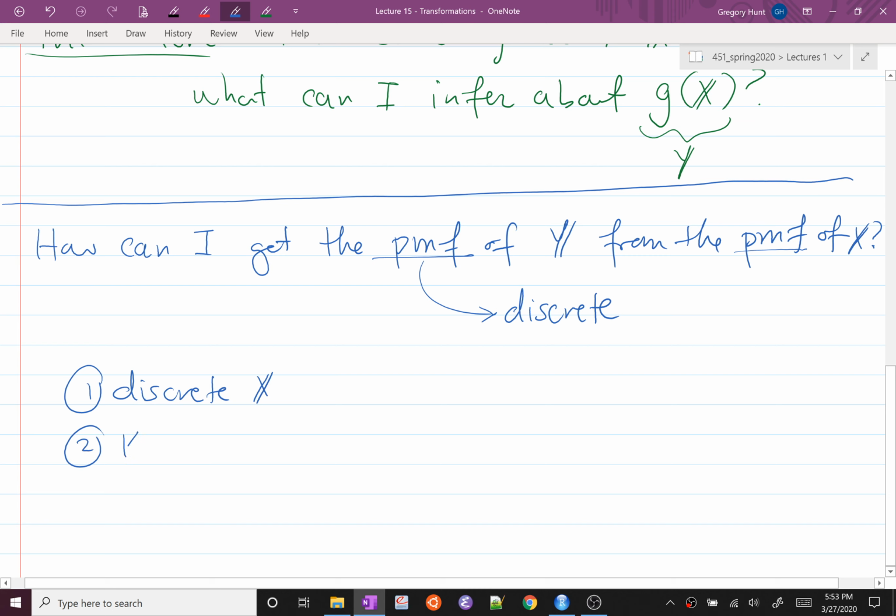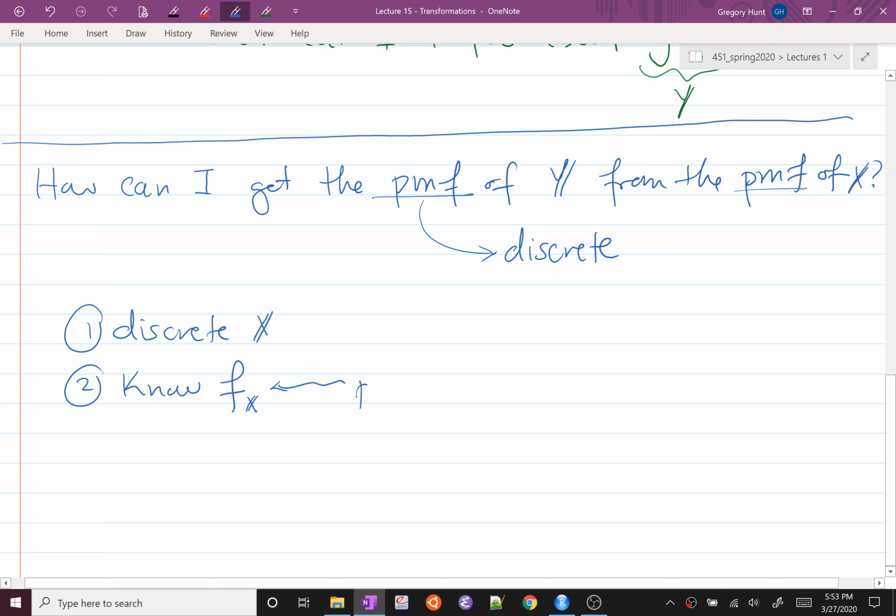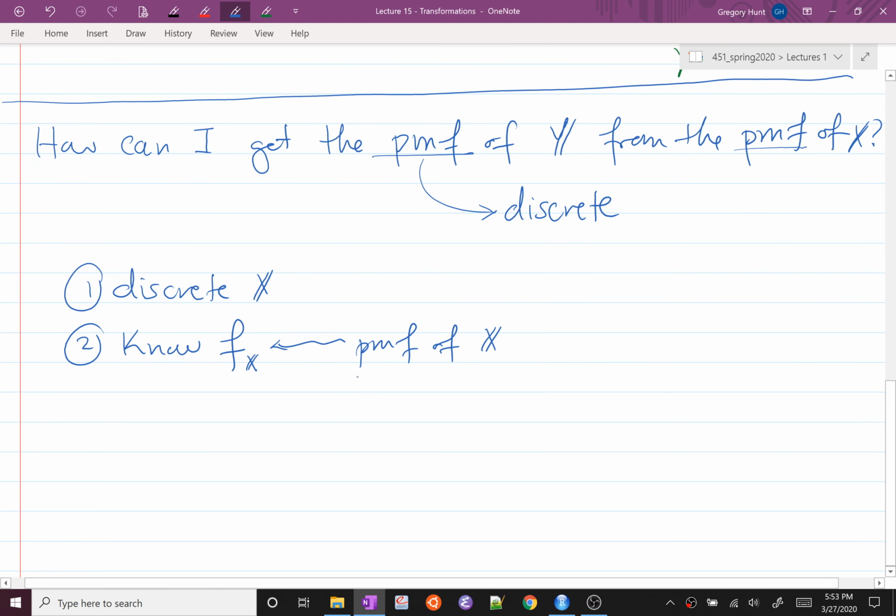So let's say one, discrete x. And two, I know f sub x, which is the PMF of x. So the subscript x here is identifying that this is a PMF of little x. And three, what I'm going to want to get is f sub y, and this is the PMF of y. Okay. So how do we do this?